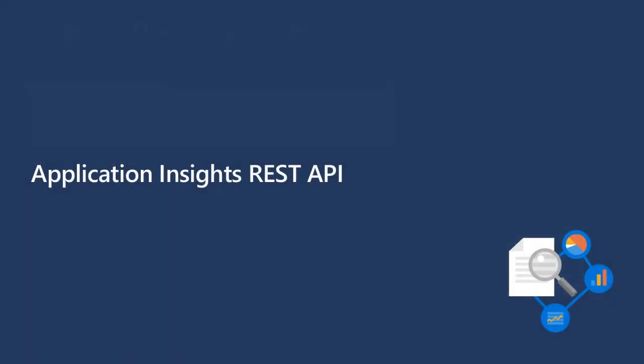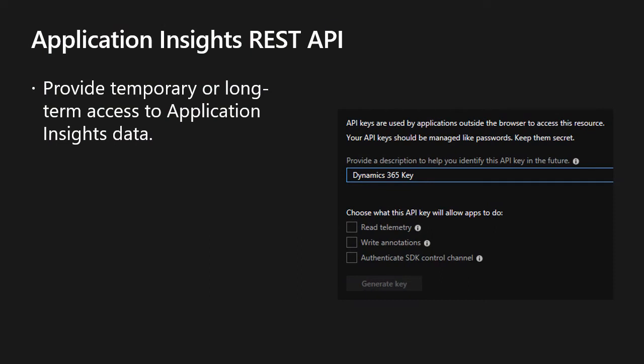So let's take a look at the REST API, which can help us provide access to the data for our end users or support teams. So the Application Insights REST API gives us the ability to provide temporary or long-term access to Application Insights data. You can provide a name for the API key and choose what rights it has, including read telemetry, write annotation, and authenticate using the SDK control channel.